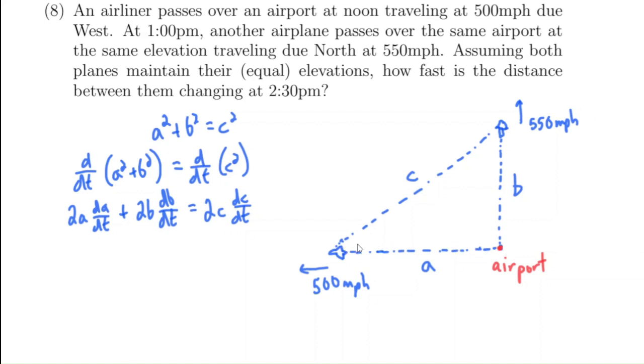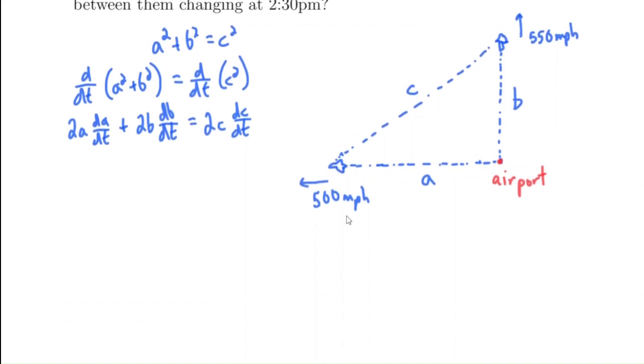So first of all, what is A? Remember, this plane travels over this airport at noon, going 500 miles per hour this way. We're talking about 2:30, so 2.5 hours later. What is A going to be? Well, traveling 500 miles an hour for 2.5 hours: if we double 500, we get 1,000, and another half of 500 is another 250. So this would be 1,250 miles away from the airport. So one of the things we know is that A is 1,250.